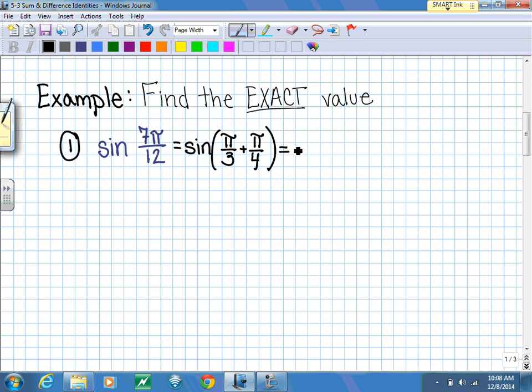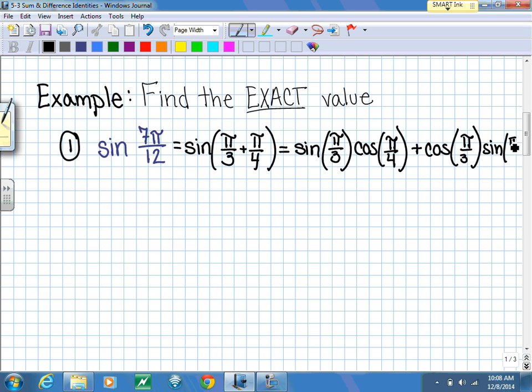So with my formula then, since I'm taking the sine of a sum, I'm going to take the sine of the first value here of pi over 3. I'm going to then multiply it by the cosine of the second value, which is pi over 4. And because I'm adding these two, I'm going to add the next part, where we're going to take the cosine of the first term, which is pi over 3, and multiply it by the sine of the second term, which is pi over 4.